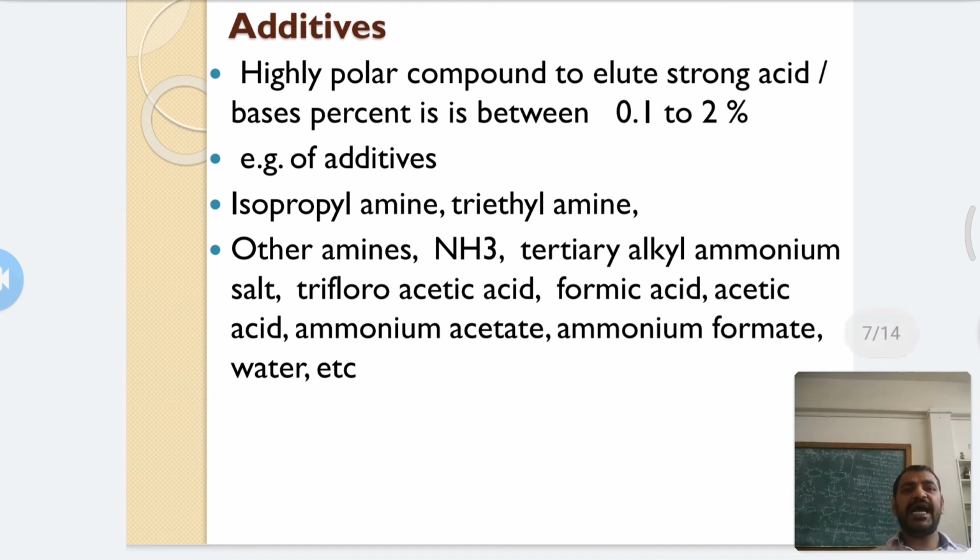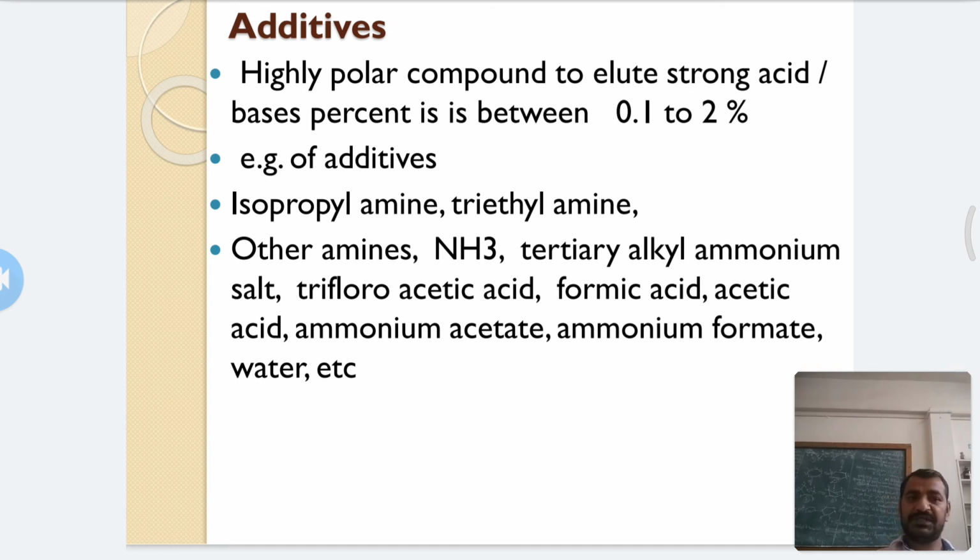Next are the additives. What are additives? Additives help the diffusion rate of our analytes and help highly polar compounds and strong acids and bases to elute, at a percentage between 0.1 and 2%.